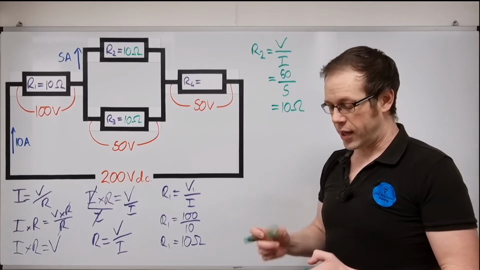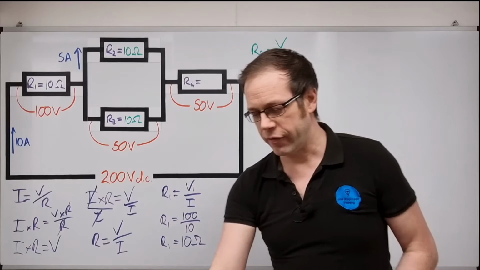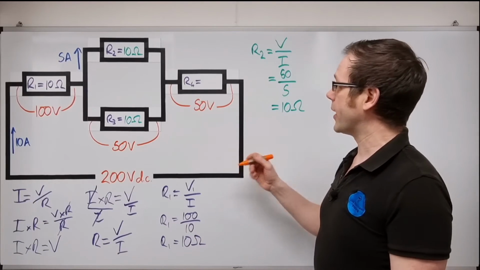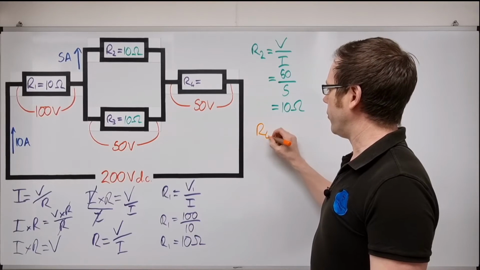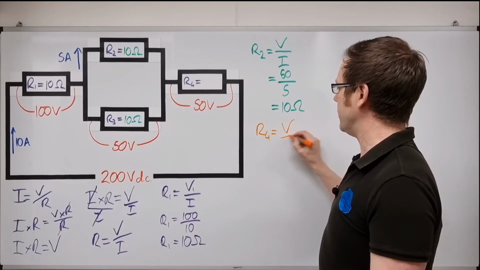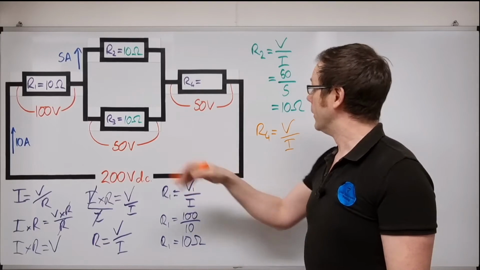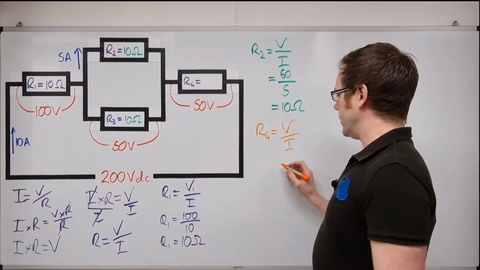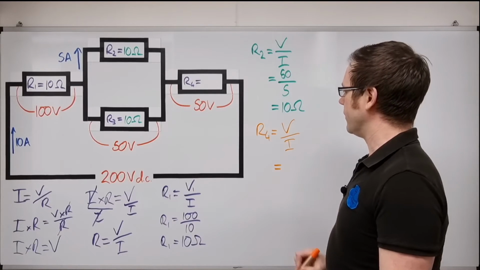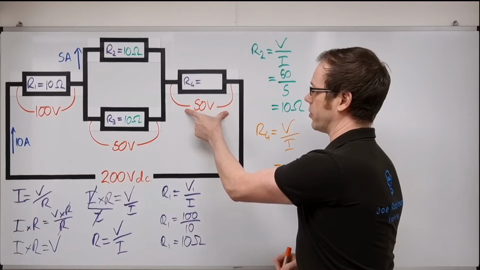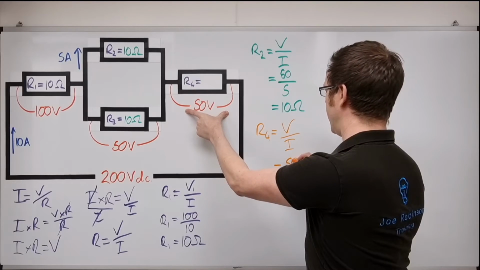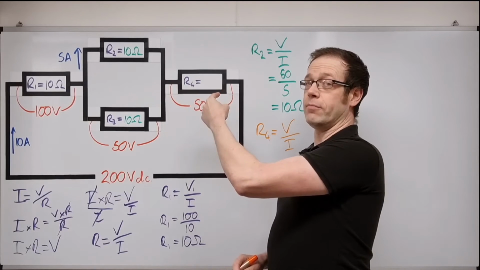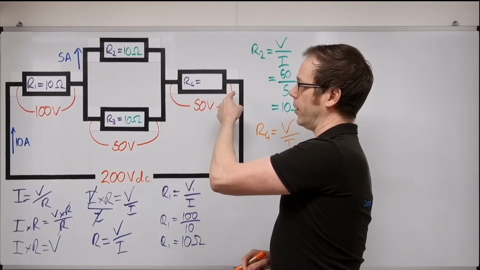Okay, so now let's figure out what R4 is going to be. So R4 will simply be the same calculation again. So we're going to find R4, and we're just going to use again the voltage divided by the current. It's the same calculation 3 different times here. So what values are we going to put in here for voltage and current? Well, the voltage is going to be the 50 volts that is across R4, so that's 50 volts there. And then the question now is what current is flowing through here? So what current is flowing through R4?